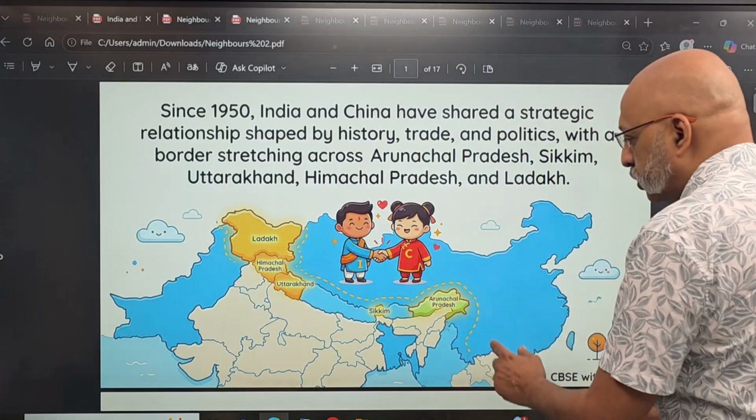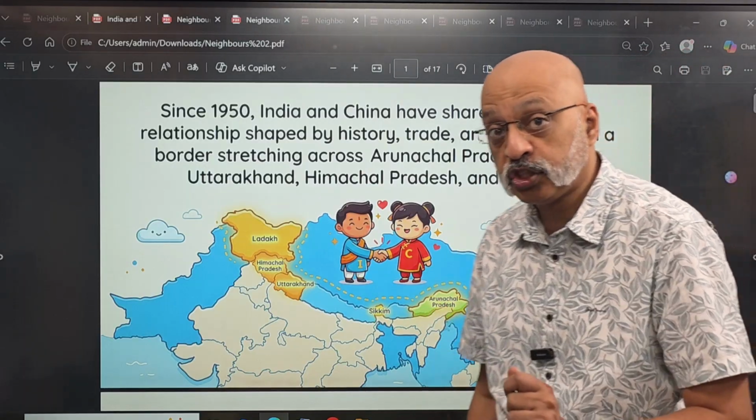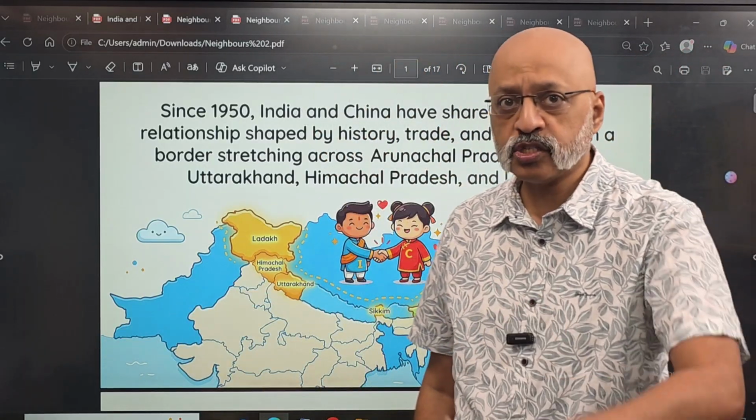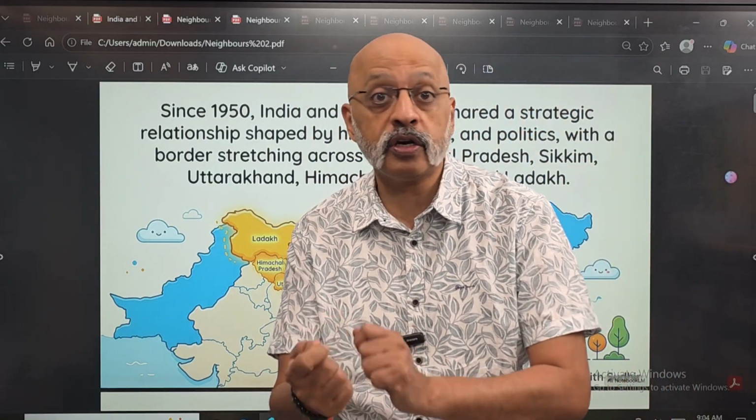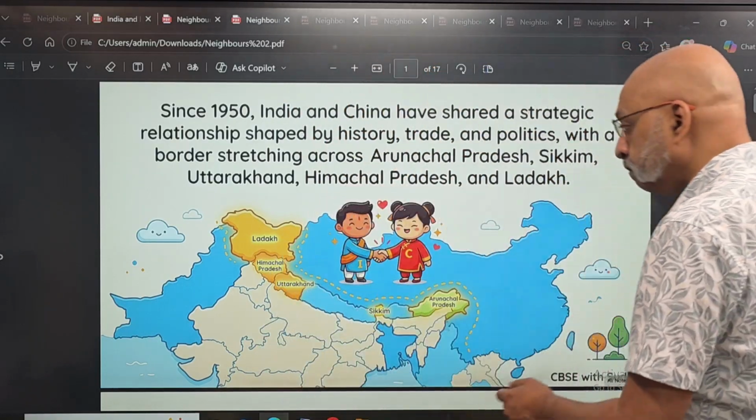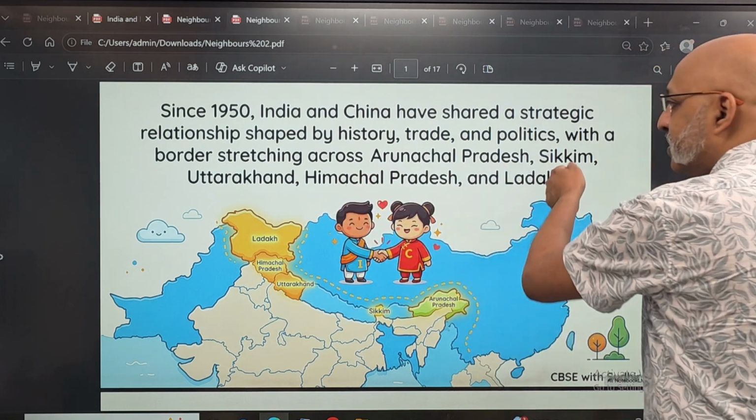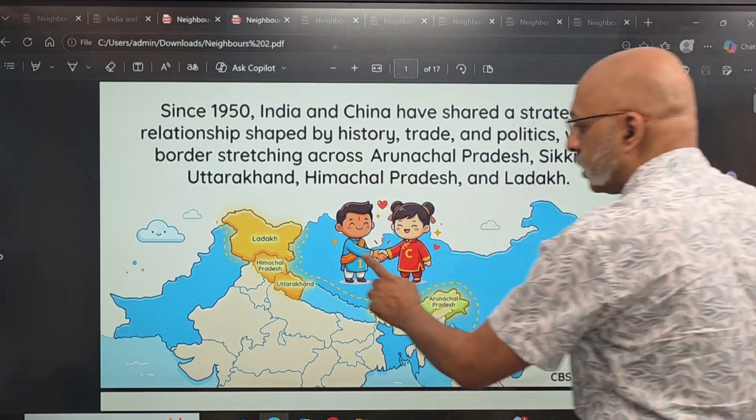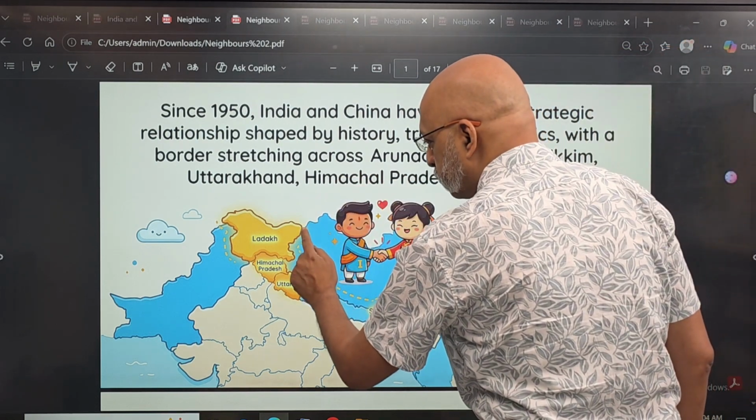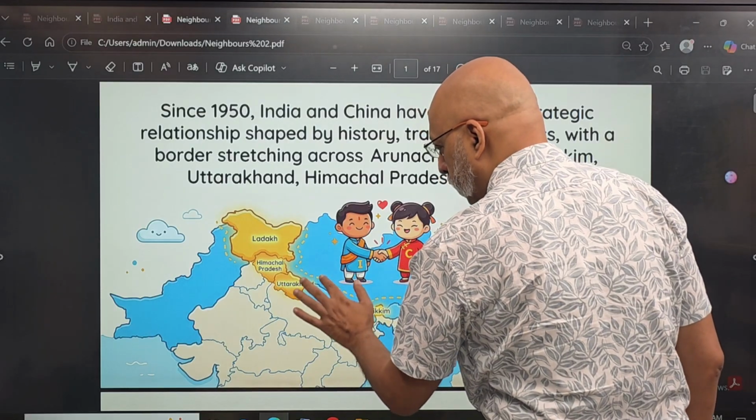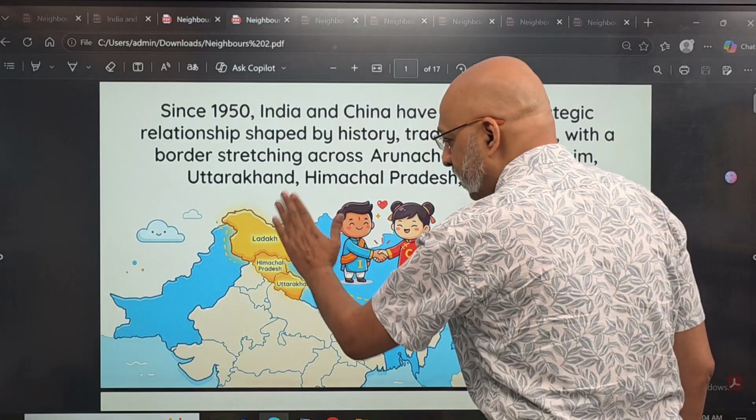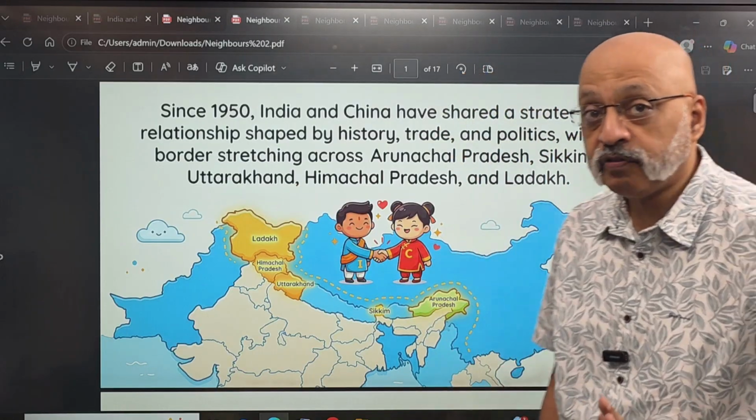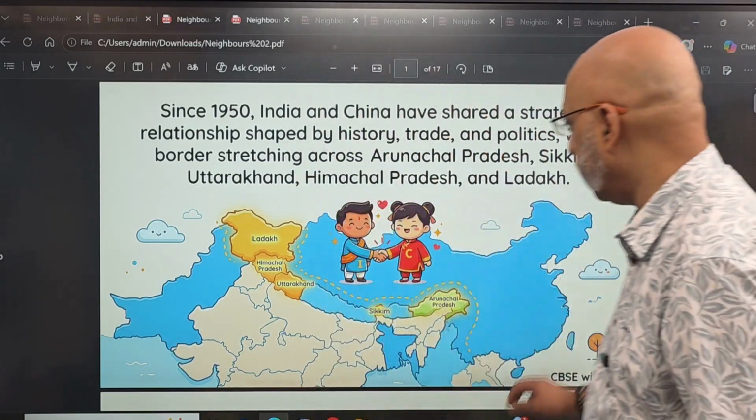There is a border stretching across Arunachal Pradesh. Now, there are some parts of Arunachal Pradesh which China says, no, these are ours. India says, no, Arunachal Pradesh is our state. So there are these kind of land border disputes which are also there. Uttarakhand, Sikkim, Himachal Pradesh, and Ladakh. So you have a border which stretches from Ladakh, Himachal Pradesh, Uttarakhand. This, of course, is Nepal, Sikkim, and Arunachal Pradesh. So it is a fairly long border that we share with China, right?